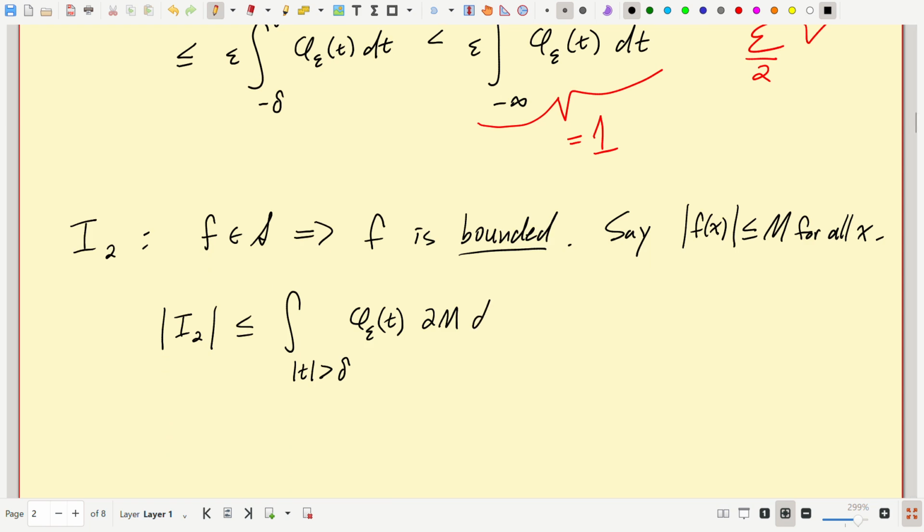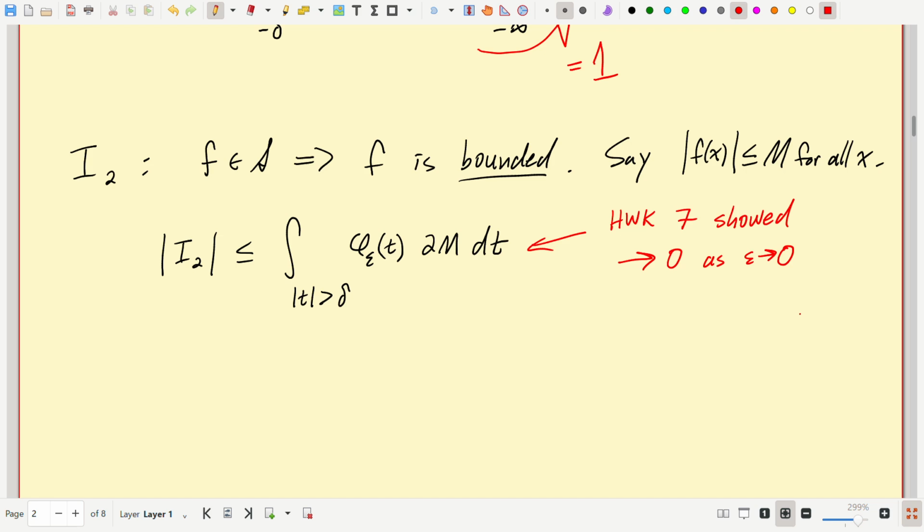dt. And this is exactly something you bounded, and you showed this goes to 0 in homework. Oh, that was homework number 7. Homework 7 showed this goes to 0 as epsilon goes to 0, once delta has been chosen and fixed, for fixed delta. And we fixed it above.